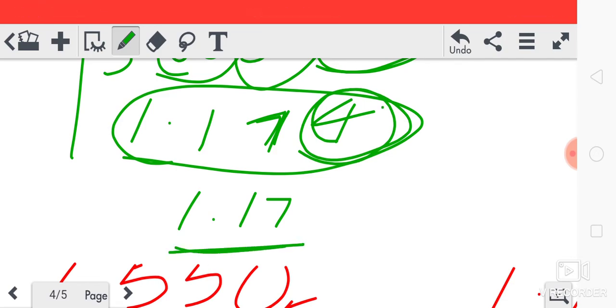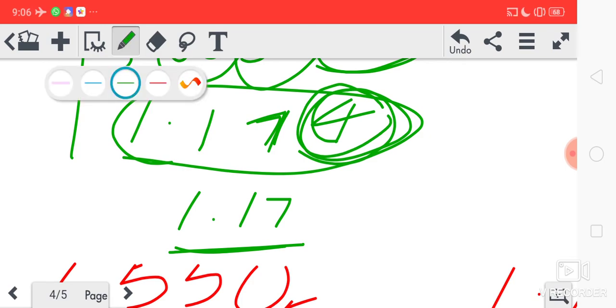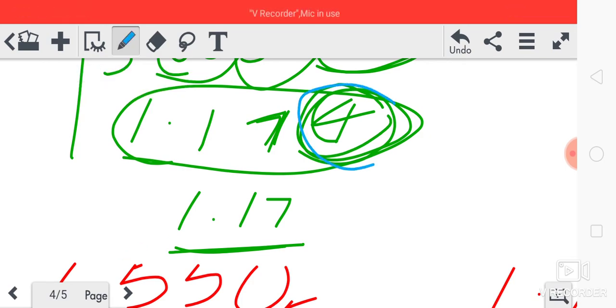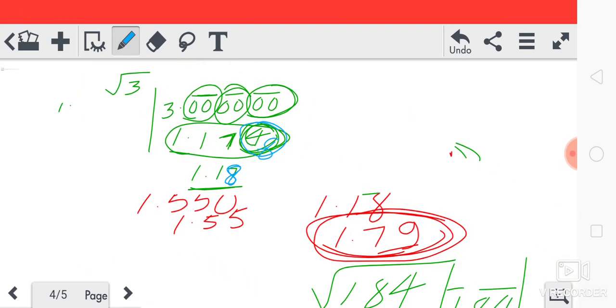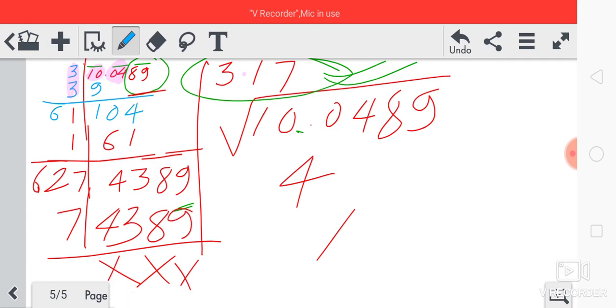Suppose instead of 4 here, if you would have got 8 here, then instead of 7 you are supposed to write 8, 1.18. Okay, now we'll see how to find out root 3.